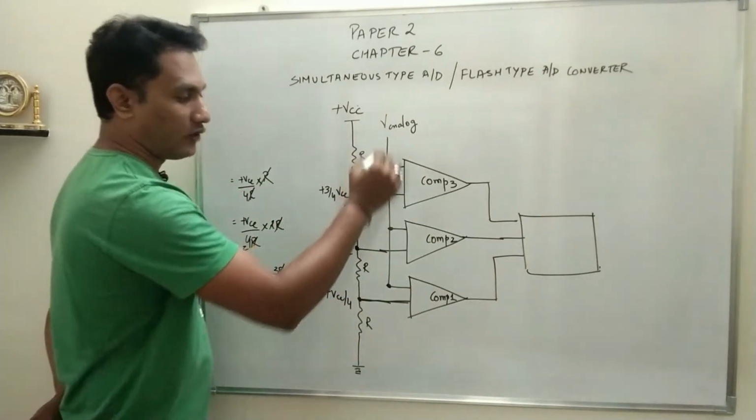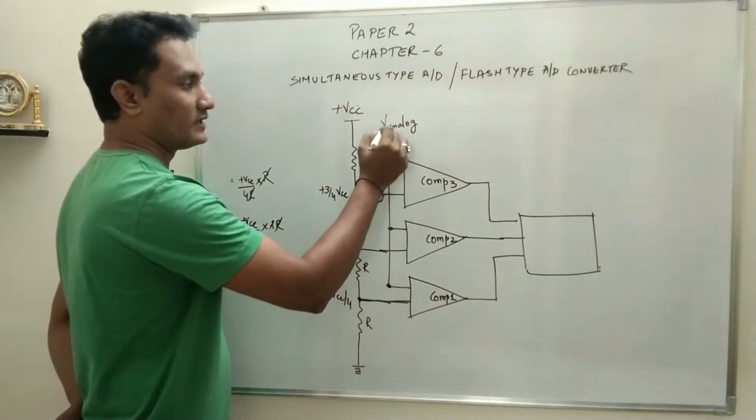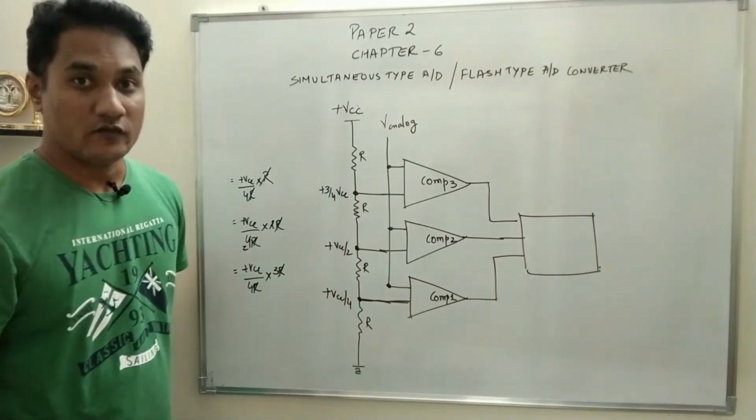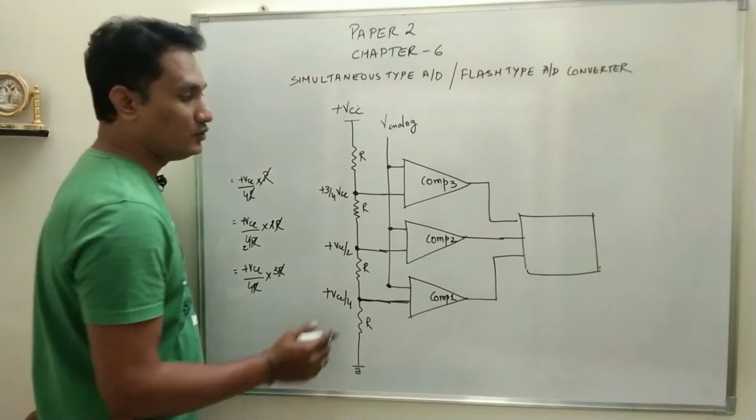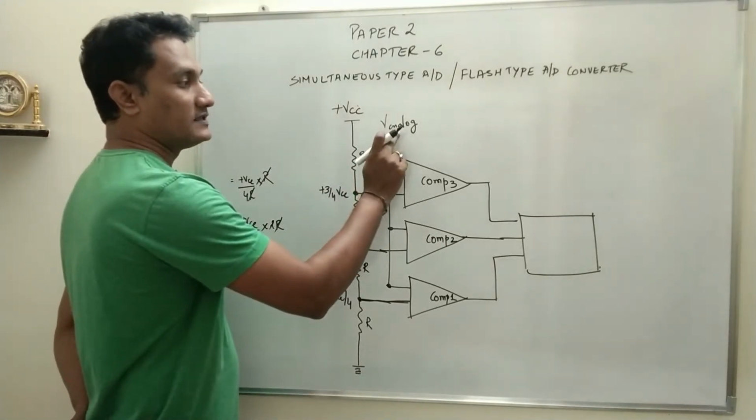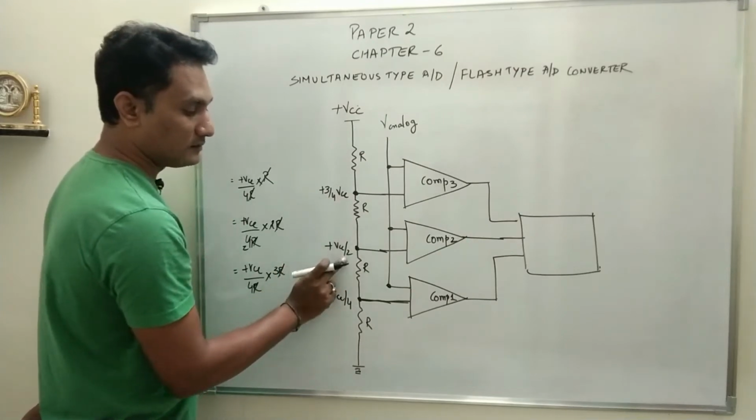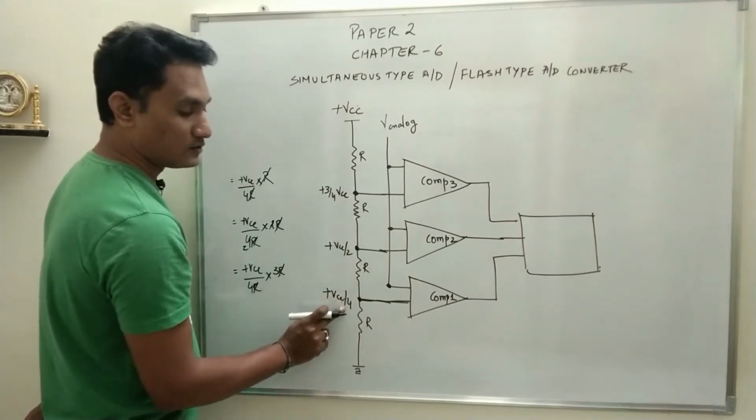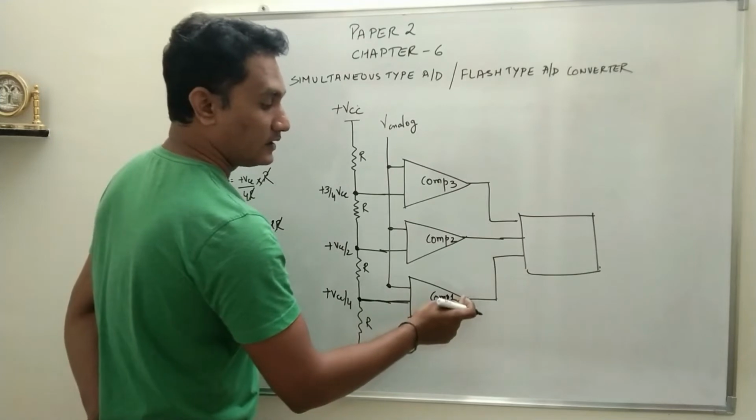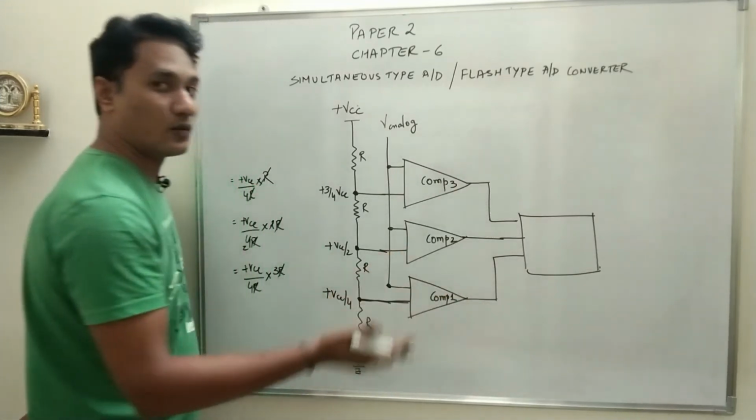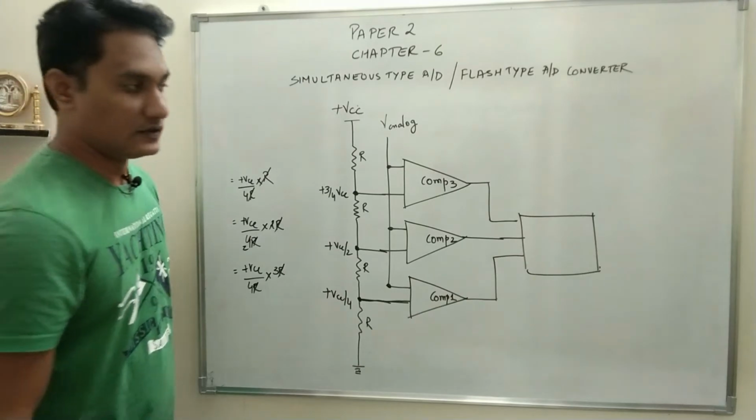So one input of all the comparators will be connected together, and it will be connected to V analog, for which we want digital output. Every time you give an input, this voltage will be compared with the reference voltages, plus 3 by 4 VCC, plus VCC by 2, and plus VCC by 4, and according to the voltage, the comparator's output will be either 1 or 0.